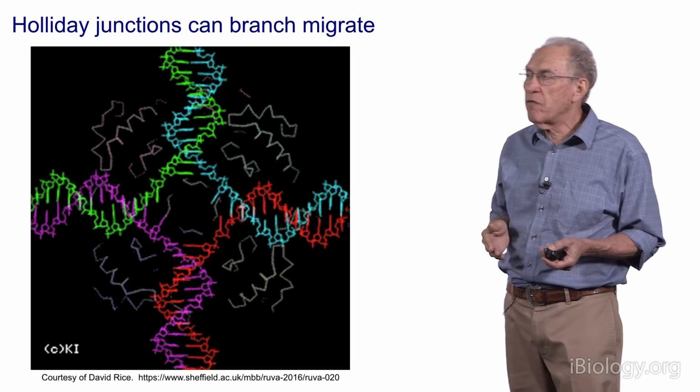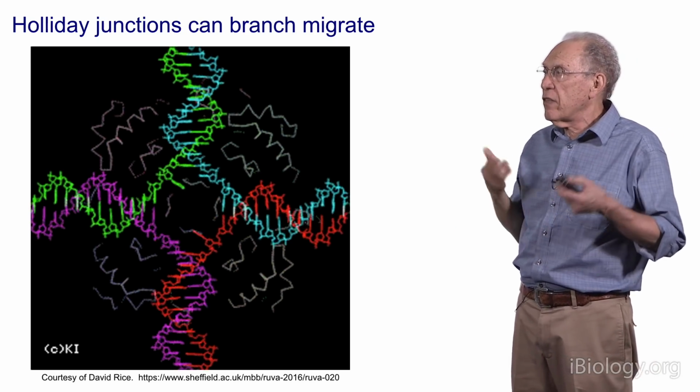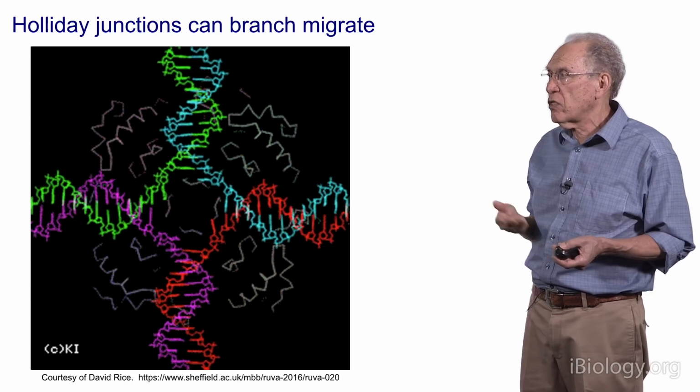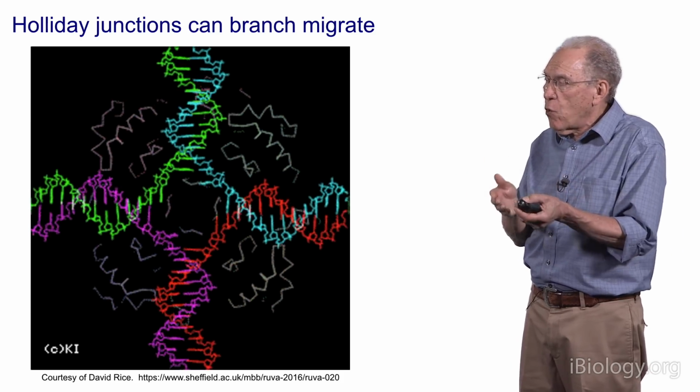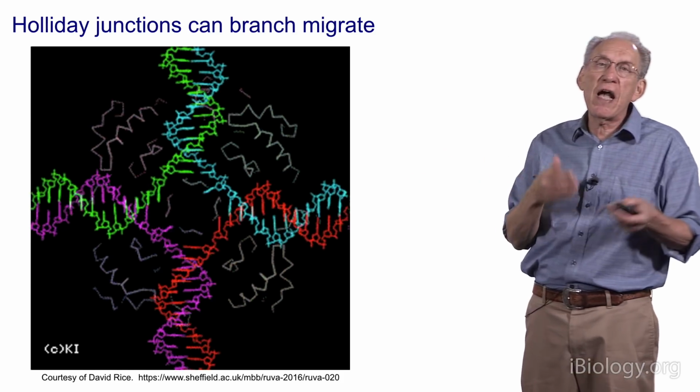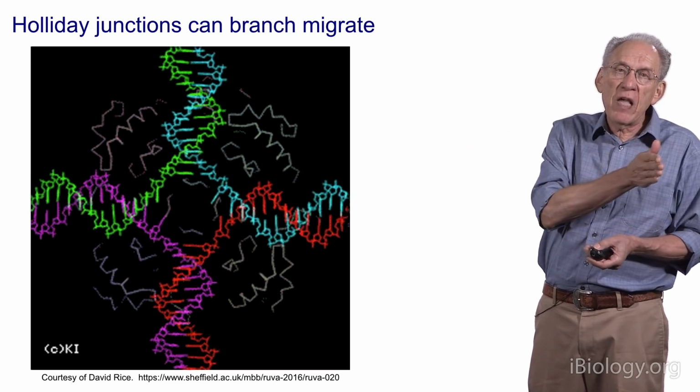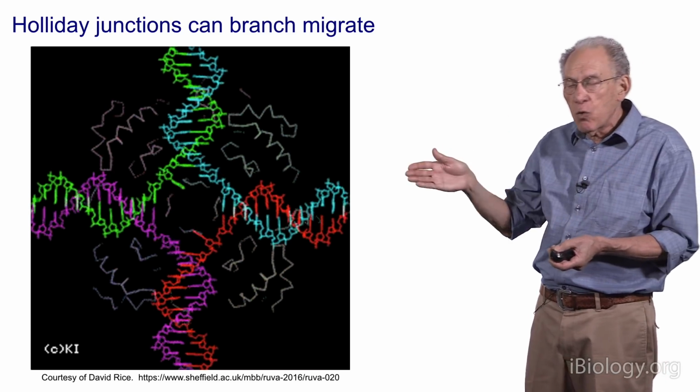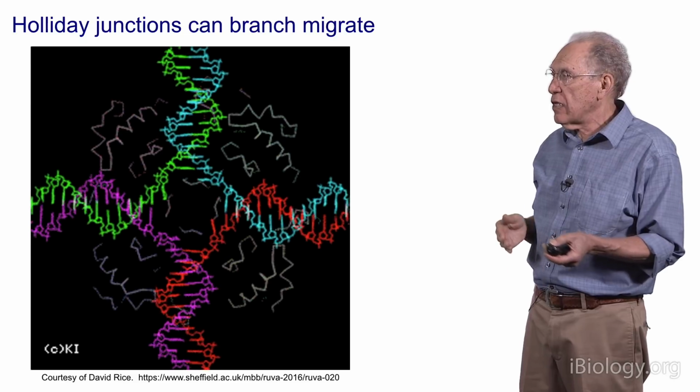Here's another picture of that, illustrating the mobility of these Holliday junctions. So that when they form, they can branch migrate forward and back, and they can go away from that source of blockage and back towards that source, as I mentioned.